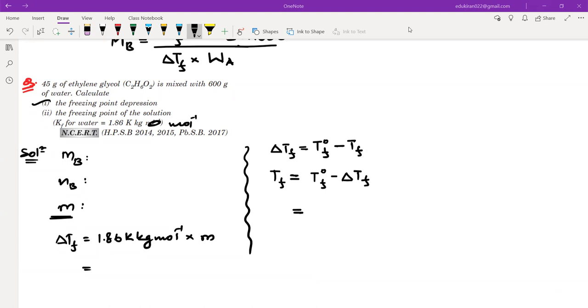Acha, now, just a second, guys. I will reply for your answers. Those who have got the delta TF, try calculating this. You have to calculate the freezing point of solution. That means you have to calculate the TF. Nawal, this is molality, right? Nawal, yes or no? Okay, fine.